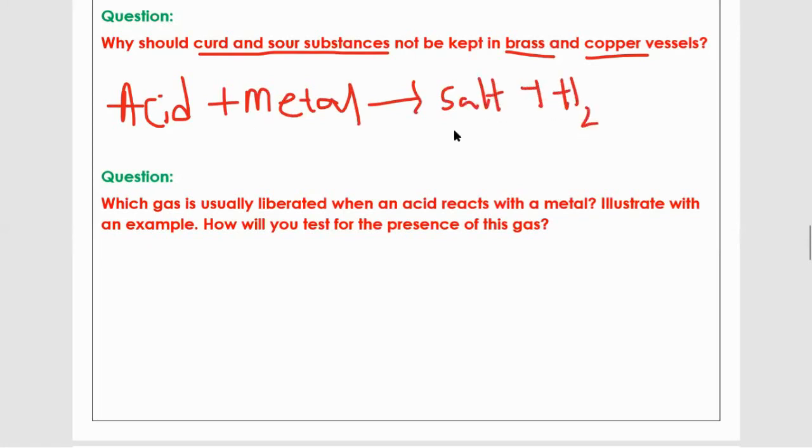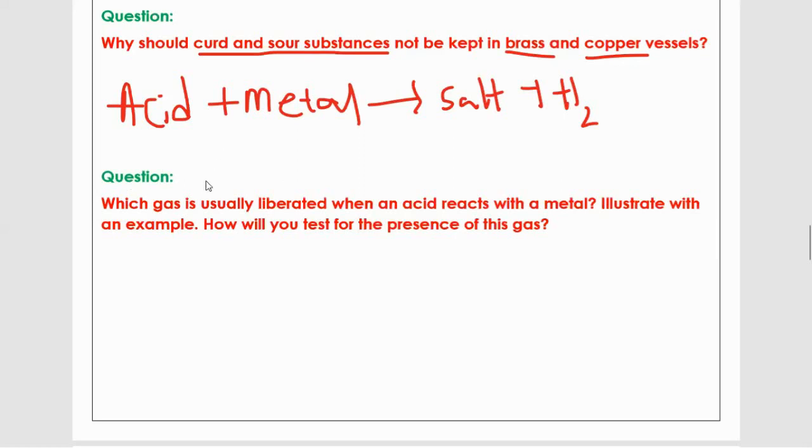So whenever you store curd and sour substances, pickles, etc., in a metal container, that leads to formation of salt and hydrogen gas is produced. So it is not advised for you to store all those sour substances and pickles in metal containers. Don't try to keep metallic spoons in pickle containers, that corrodes.